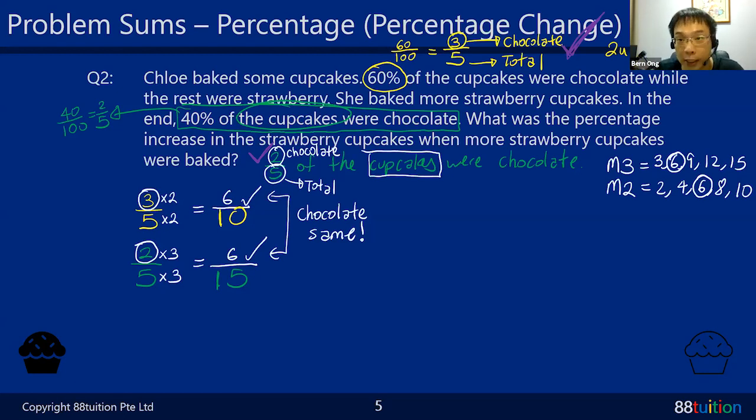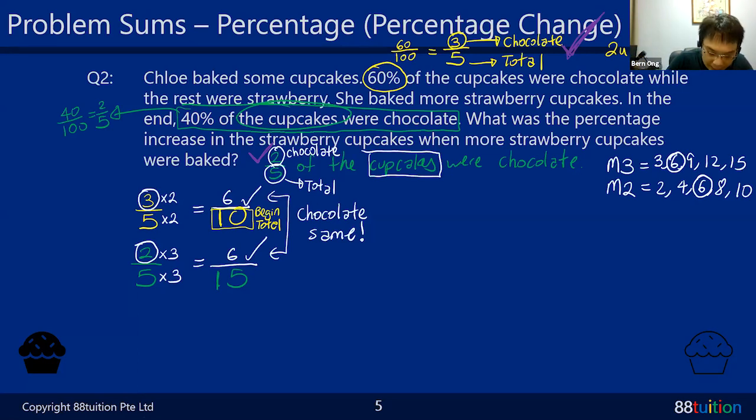So you make the chocolate the same already, 6 and 6. Look at the total. In the beginning, the total is 10. Can you see it? Down here. This is the beginning total.